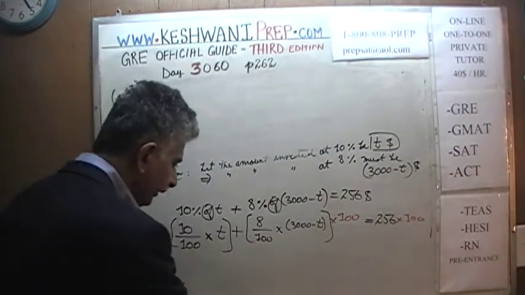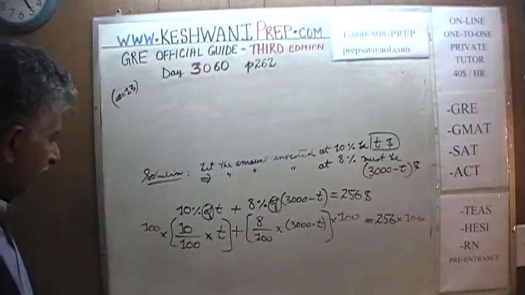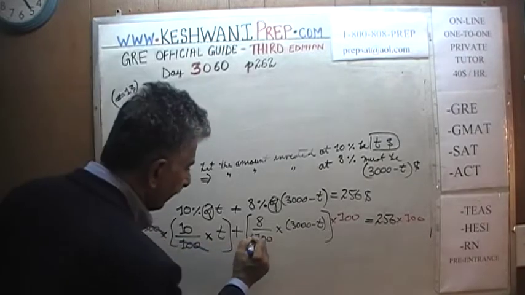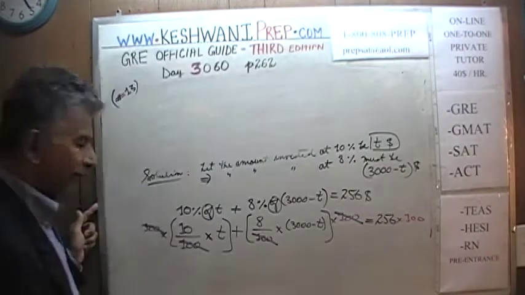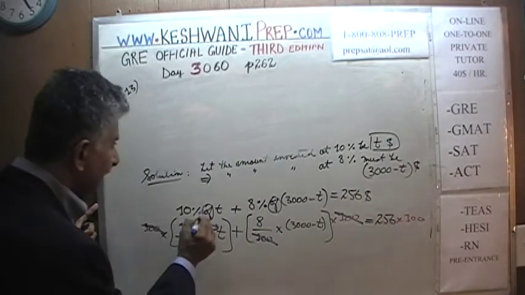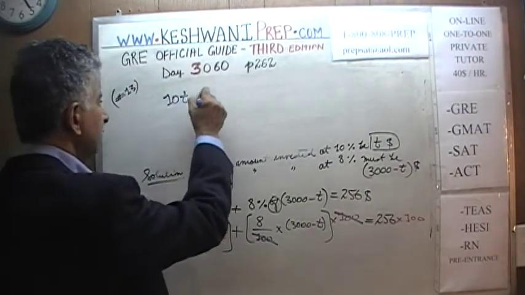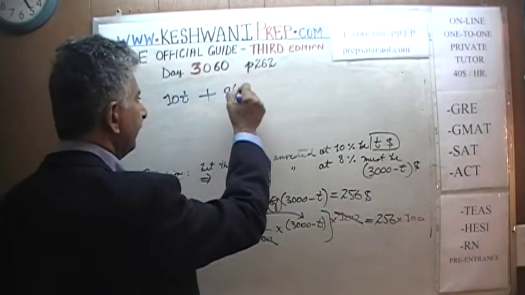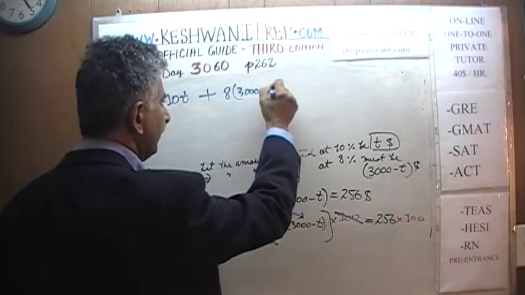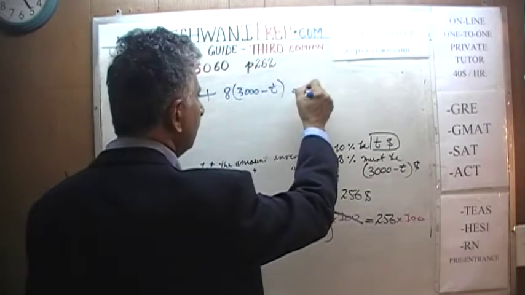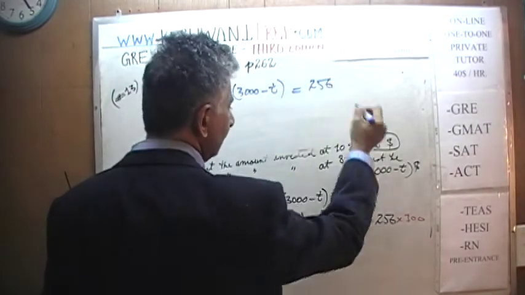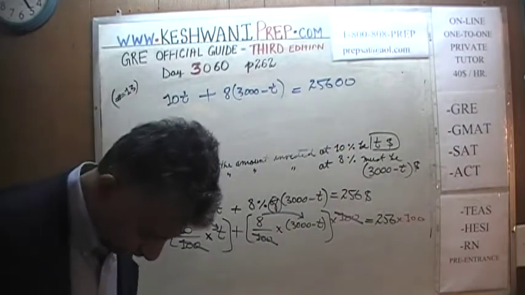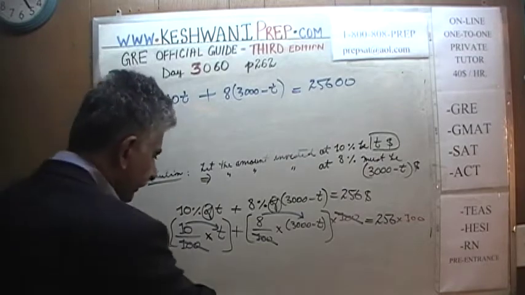And why are we doing that? We're doing this so that we can get rid of this denominator, because it's annoying. So the denominator is now going to go away. This 100 is going to cancel out with that 100. And we are left with 10 times t plus 8 times this amount, 8 times (3000 minus t), has to equal 256 with the two zeros, 25,600. Do you understand? Let's pick up speed then.